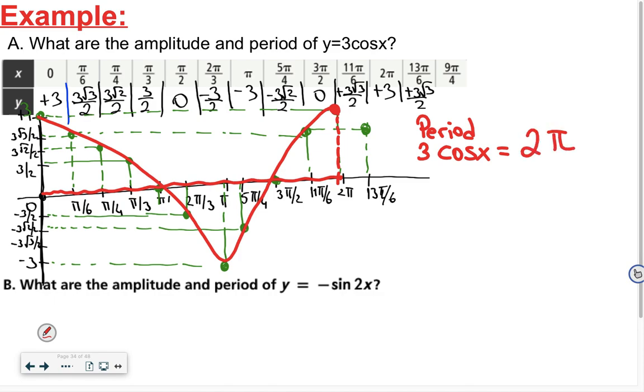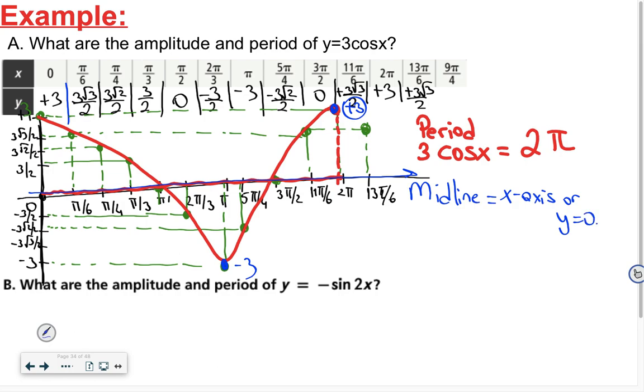All right. What happened? Do you believe that the midline changed? Let's check it. The midline is the midpoint of the maximum and minimum point. The maximum point is positive 3. The minimum point is negative 3. So add them up, divide by 2. You can understand your midline is the same. Your midline is the x-axis, or y is equal to 0.